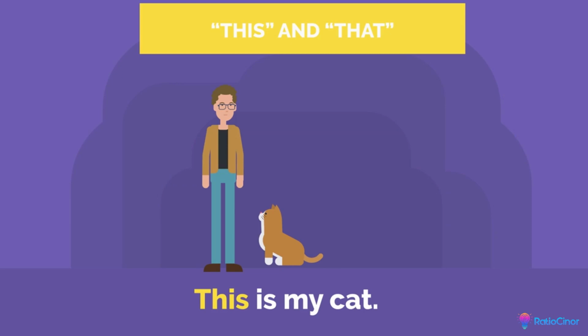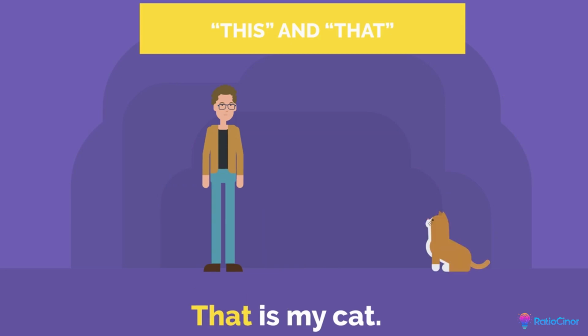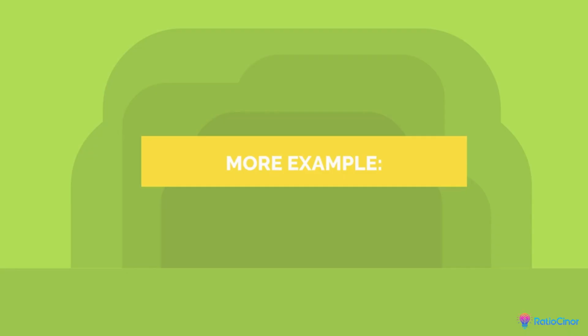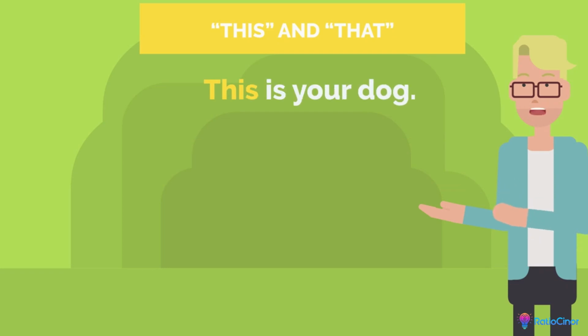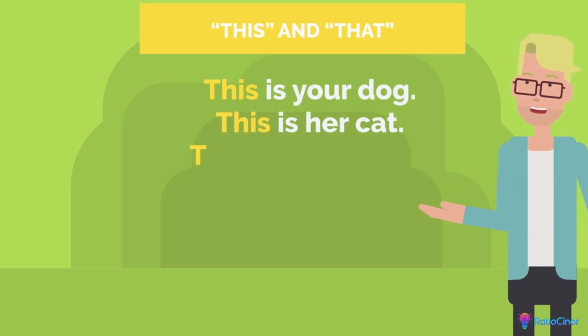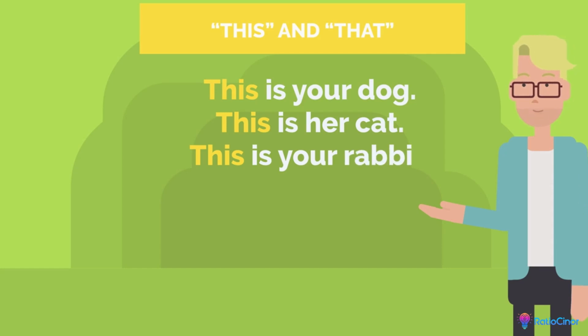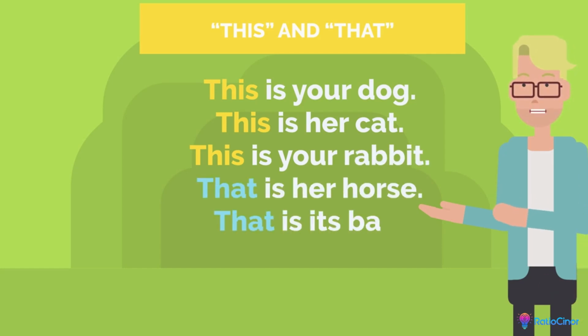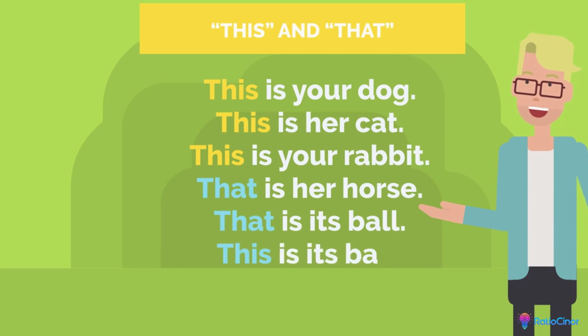This is my cat. The cat is close to you. That is my cat. The cat is farther away from you. More examples. This is your dog. This is her cat. This is your rabbit. That is her horse. That is its ball. This is its ball.